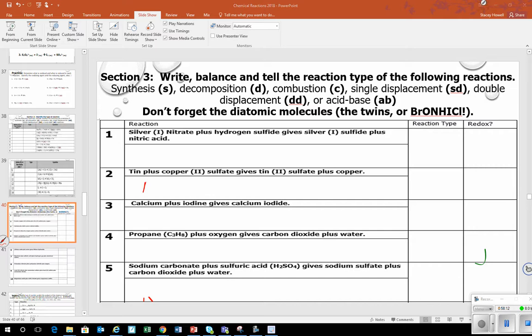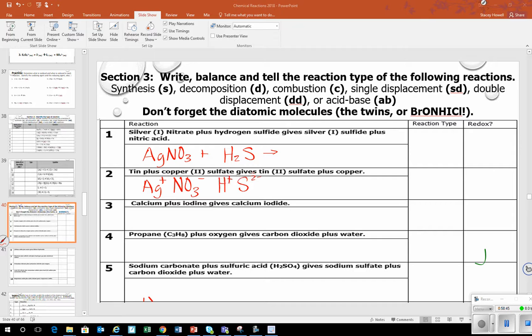So silver(I) means plus 1. Nitrate, if I look on the back of the periodic table, it's NO3 minus. So plus 1 and minus 1 already go together, so I put it together right here: AgNO3. Plus hydrogen, H plus. Sulfide is sulfur, and sulfur is 2 away from being a noble gas, so it's a negative 2. So that's going to be H2S, because I need 2 hydrogens to go with the sulfur, S. Gives is an arrow.